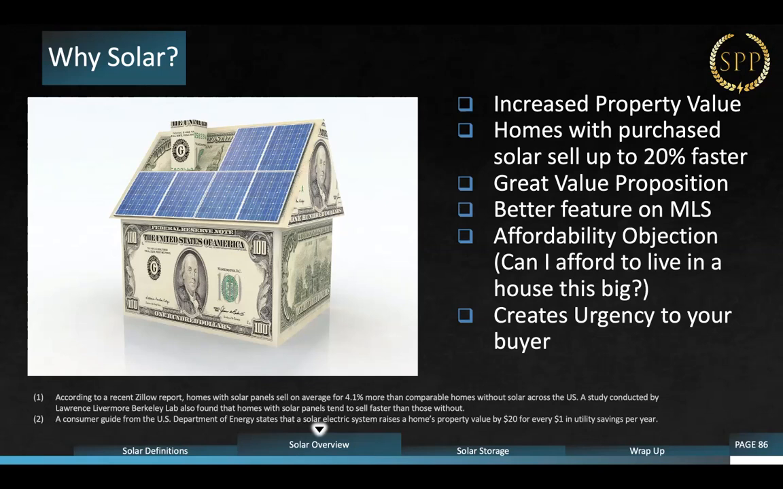According to a recent Zillow report, homes with solar panels sell on average 4.1% more than comparable homes without solar across the United States. This includes leases. A study conducted by Lawrence Berkeley Lab also found that homes with solar panels tend to sell slightly faster than homes without. A consumer guide from the U.S. Department of Energy states that solar electric systems raise a property's value by $20 for every $1 in utility savings per year.